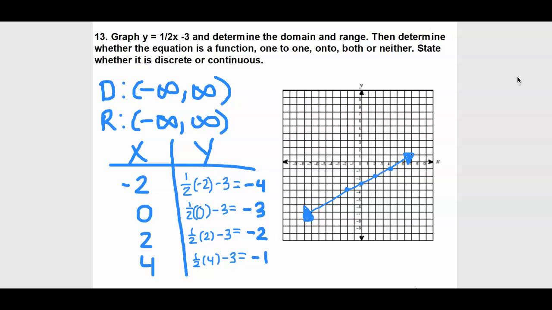Is this a function? Does it pass the vertical line test? Yes. So it is a function. Does it pass the horizontal line test? Yeah. Does every y value have an x value? So it is 1-to-1 and onto, therefore it's both. So it's a function and 1-to-1 and onto, so we call it both.